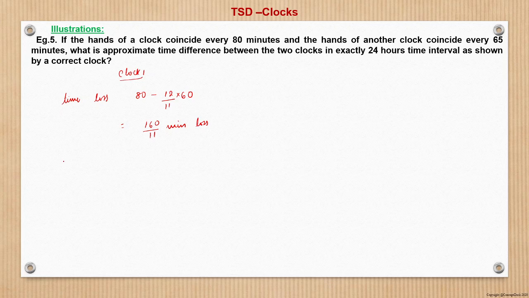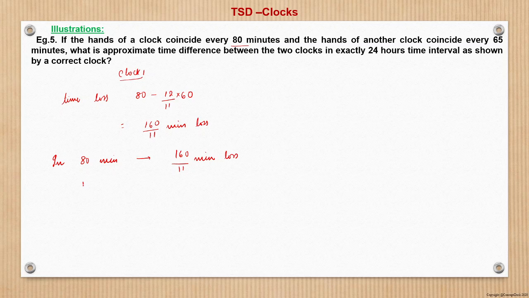But this is the time loss in 80 minutes. And this 80 minutes is the correct time, right? I mean, this is not the time shown by the faulty watch. The faulty watch will be meeting at its own time. Whenever in the question it's mentioned that every 80 minutes or every 65 minutes, it means that we are speaking from the perspective of a true watch. That is, when 80 minutes have elapsed in a true watch, in that time the faulty watch has lost 160 upon 11 minutes.